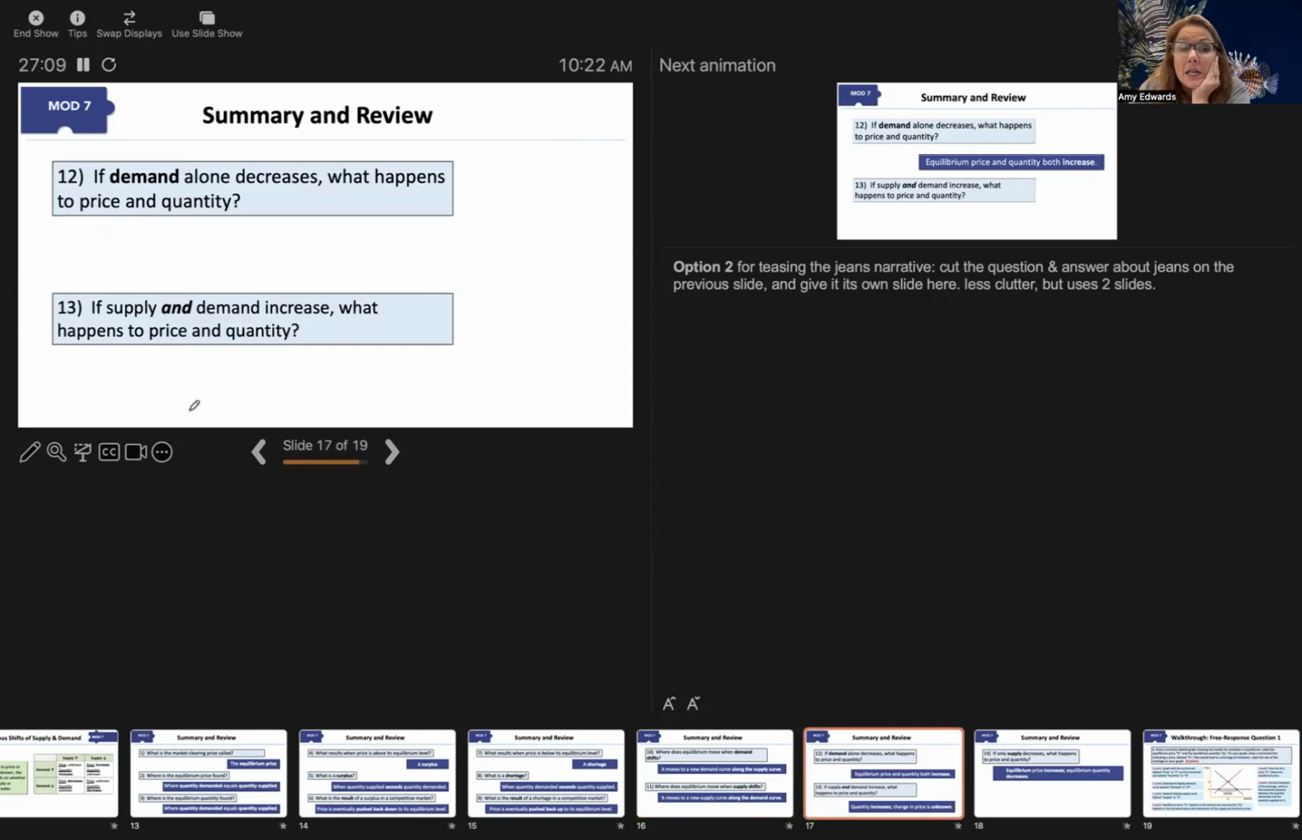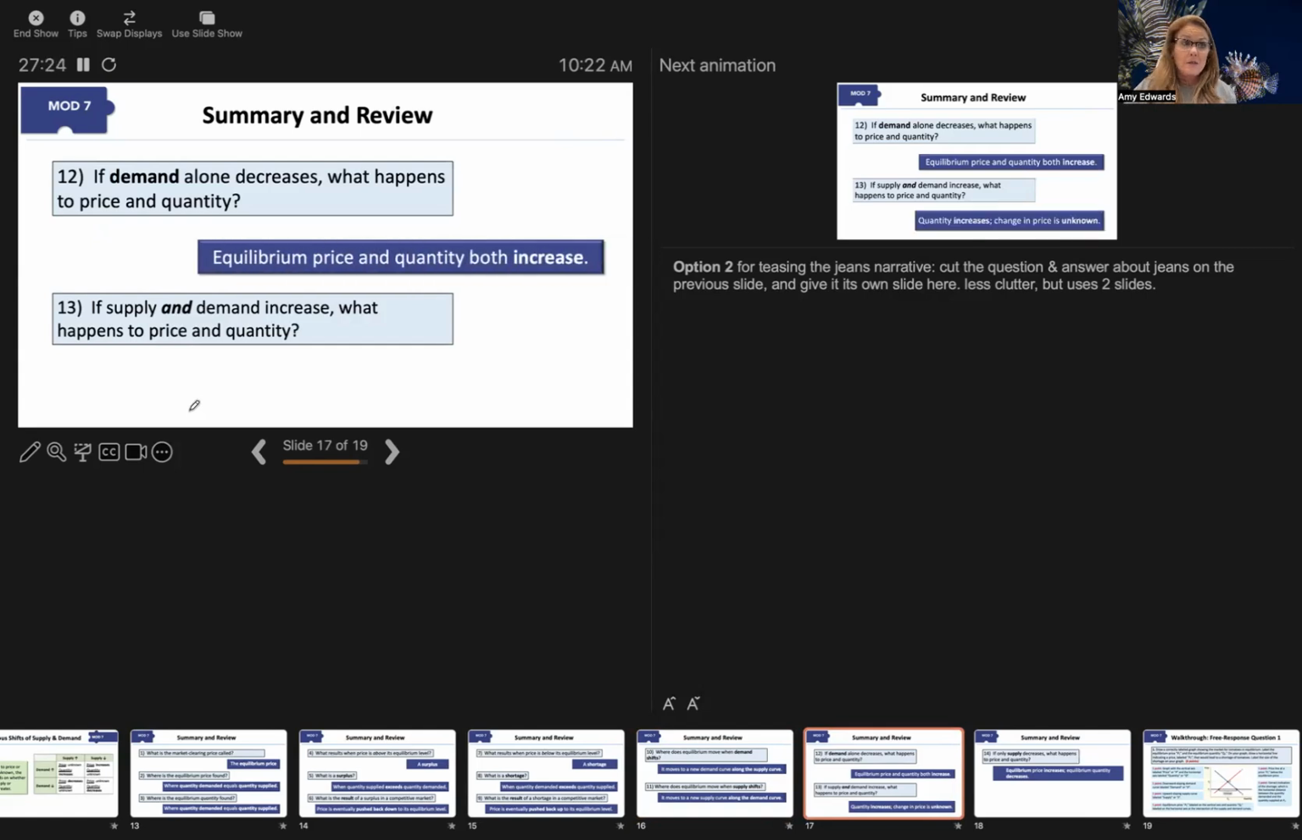So if demand alone decreases, what's going to happen to price and quantity? Again, I'm looking at my generic chart here. When demand decreases, well, that means that price is going to go down. Okay, wait, if demand alone decreases, I've got equilibrium price and quantity both decrease.